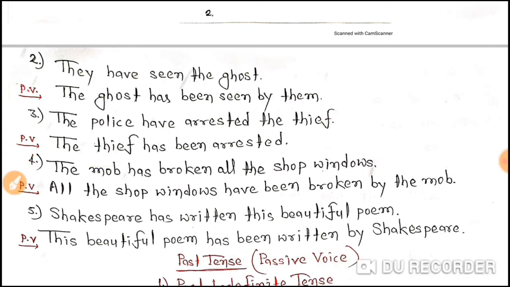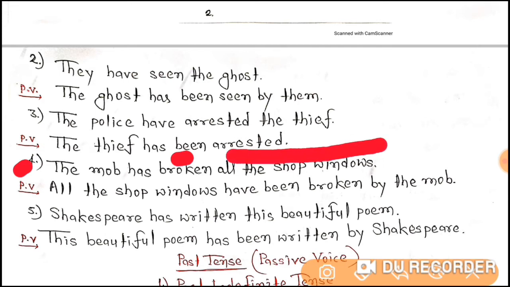Now let's understand the fourth one. The fourth one is what? The mob has broken all the shop windows. Clear, students? So the mob has broken what? All the shop windows. So here your object is what? All the shop windows. So all the shop windows will become the subject of passive voice. So you can see here in the passive voice I have done at first all the shop windows, and as windows is plural, so I have done here have, and then been, then V3 broken, and then by, and then the mob. The mob is the subject of active voice, so it has become the object of passive voice.